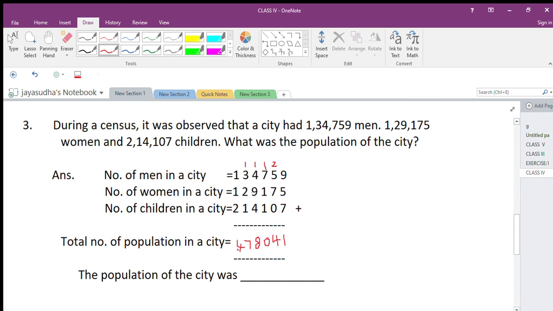So the total population in the city is 4,78,041. That is the population of the city. The total population of the city was 4,78,041. This is the population of the city.